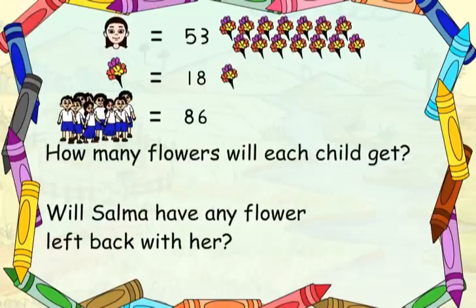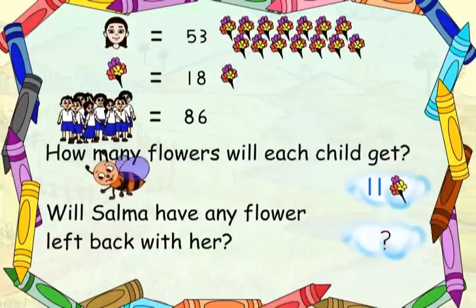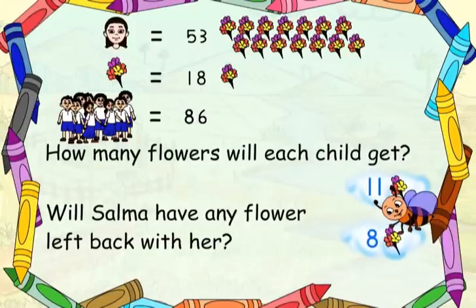Salma has 53 bunches of flowers. Each bunch has 18 flowers. She wants to distribute it equally among 86 children. How many flowers will each child get? Will Salma have any flower left back with her? The answer is 11 flowers and remainder is 8 flowers.